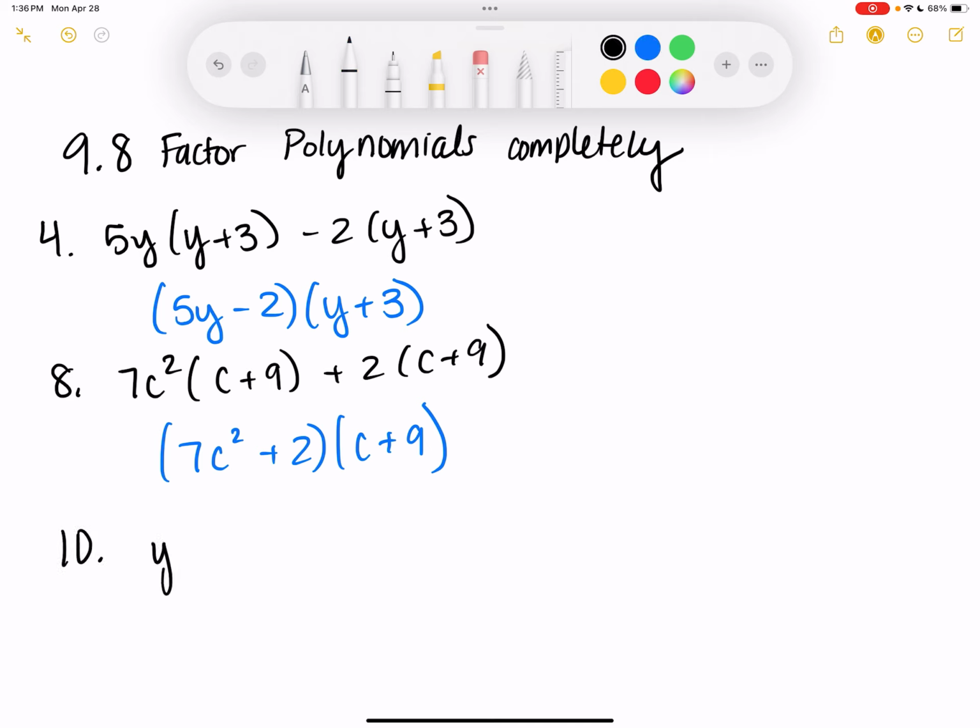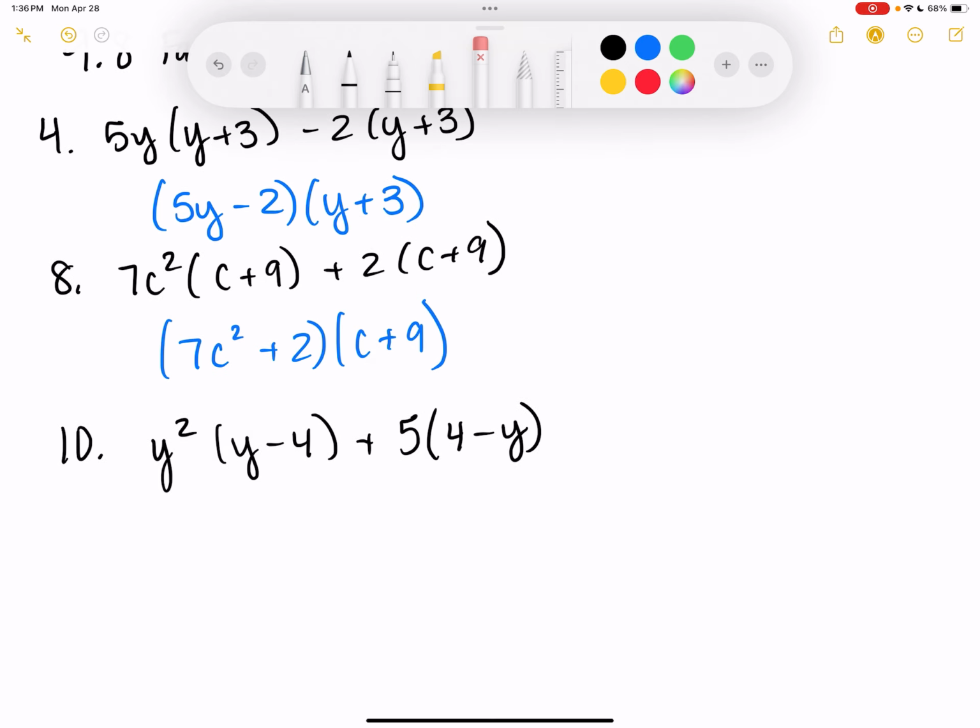10. Y squared times y minus 4 plus 5 times 4 minus y. So what's different about this one? They are not the same. They're not the same, but can I do something to make them the same? Yes, take out a negative. Yeah, so I take out a negative. I usually will from the second one. So I'm going to take a negative out of this one.